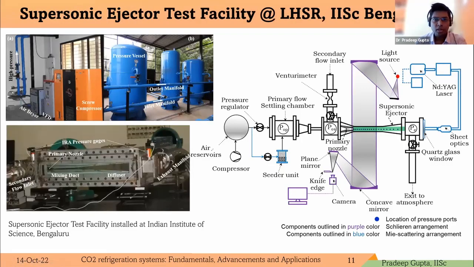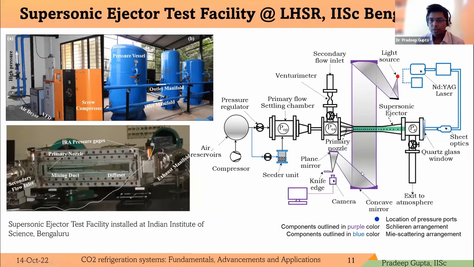Now this is the experimental setup at the Laboratory for Hypersonic and Shock Wave Research, IISc Bengaluru. Here we tested just the ejector, not the complete system. So we need to produce high pressure gas, and we have a screw compressor which can generate pressure up to 12 bar, and we have the VFD and the dry air dryer to produce dry compressed air stored in the pressure vessel. From the pressure vessel, the high pressure gas is sent to the ejector via this primary nozzle, and the secondary flow is always sucked from the ambient. These two fluids mix in the mixing duct, and then they eject to the atmosphere again.